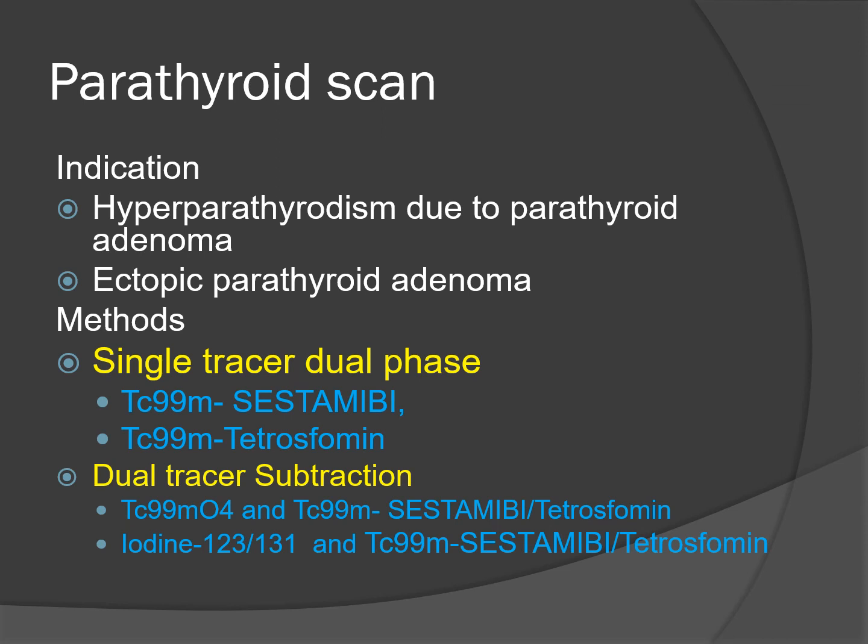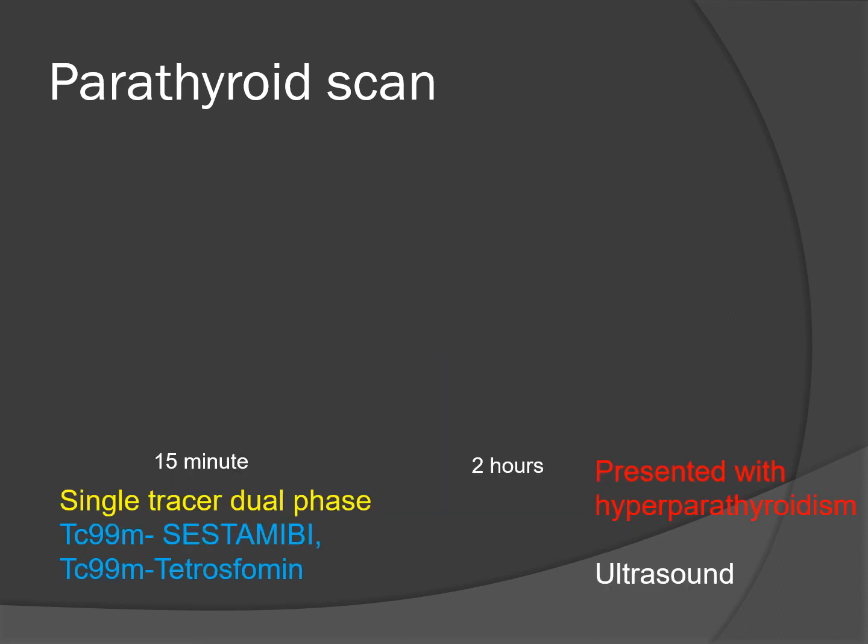And parathyroid scintigraphy or parathyroid scan, the indication is to rule out parathyroid adenoma in patients presenting with hyperparathyroidism, and sometimes to see if there is any ectopic parathyroid adenoma. There are two methods: either a single tracer dual phase or a dual tracer subtraction. Single tracer means we use either sestamibi or tetrofosmin, with dual phase at 15 minutes and 2 hours. With dual tracer we use two types of radiotracer and then subtract the thyroid, and if there is any parathyroid adenoma, it will leave only the parathyroid adenoma.